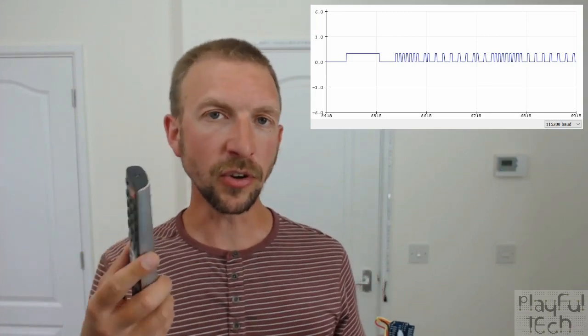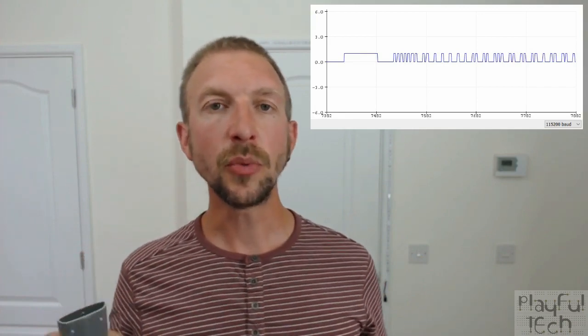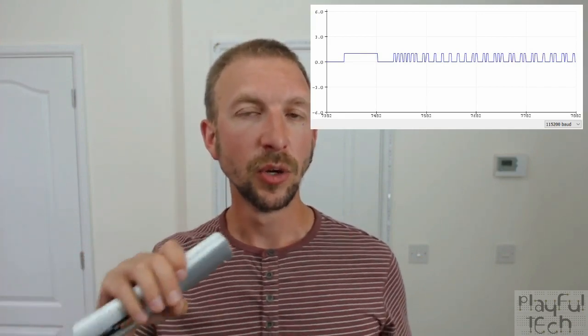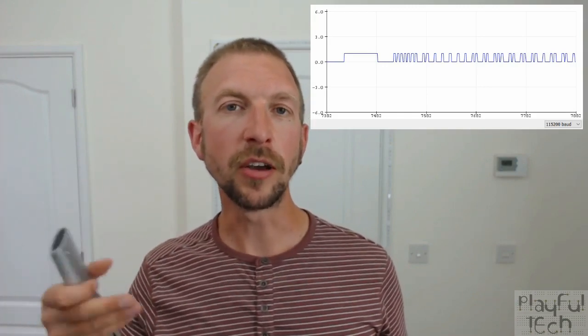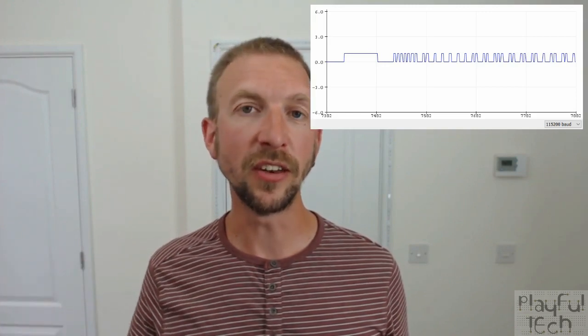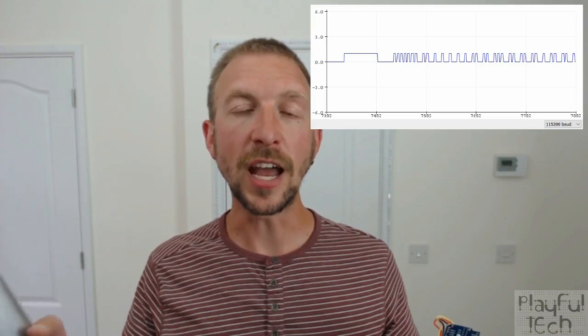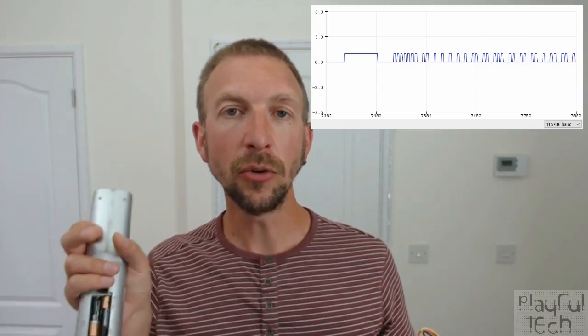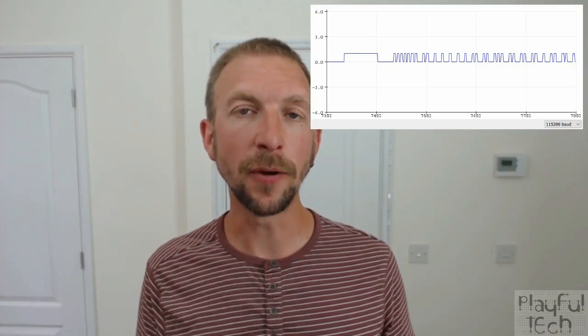If I press a different key on the remote, you'll see we get a slightly different pattern. Once again, it starts with a long on signal, so that's kind of like a marker to indicate that there's a signal about to be sent. But after that, the length of time for which the LED stays lit, and also the duration of the gap between each, changes as well.